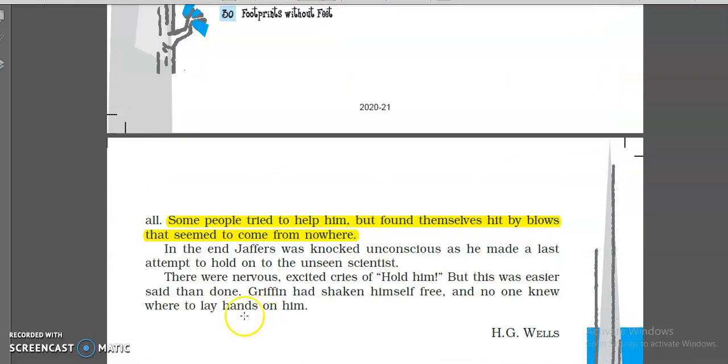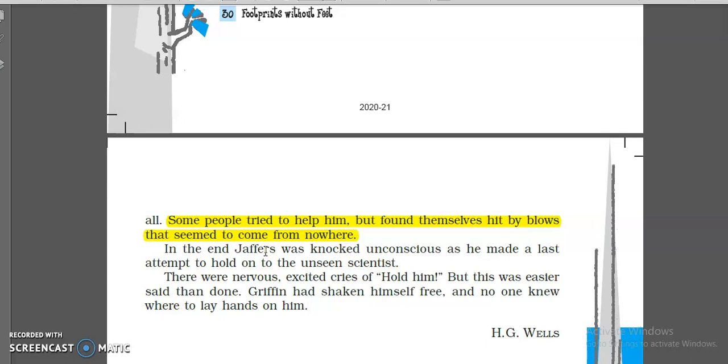It's really interesting. Some people tried to help the police, but found themselves hit by blows, punches that seemed to come from nowhere. So people did try to catch Griffin when he was taking off his clothes, but as he was fighting with the other people, he was also taking off his clothes, and eventually people got hit. They got thumped on their faces without knowing.